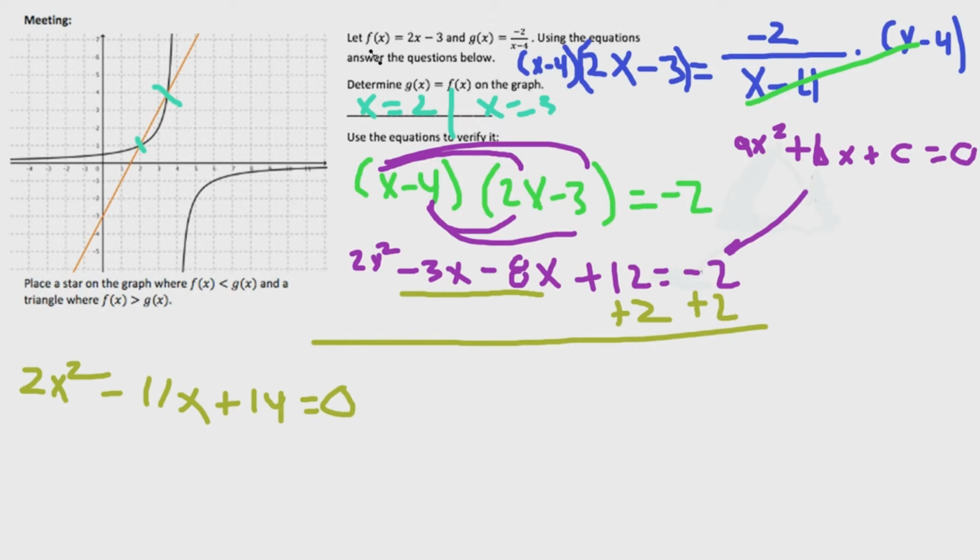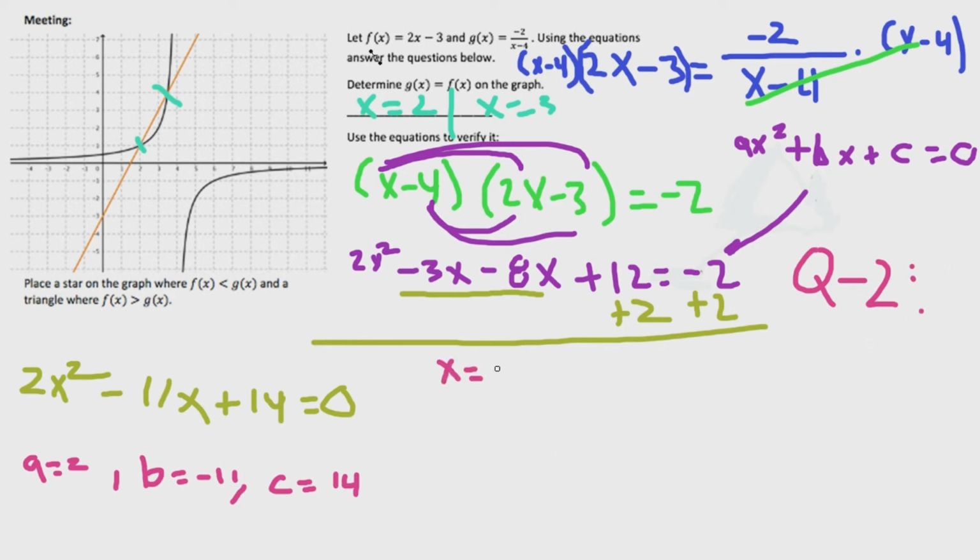Awesome. Now that we have this set up, my friends, what we're going to do is label our A, B, C, and then we'll use our formula. So A is going to equal 2. B is going to equal negative 11. And C is going to equal 14. Now let's set up our formula. If you need help with the quadratic formula, it is under Q2. Go to our playlist and look for the one that says quadratic formula. I'll go through this kind of quickly.